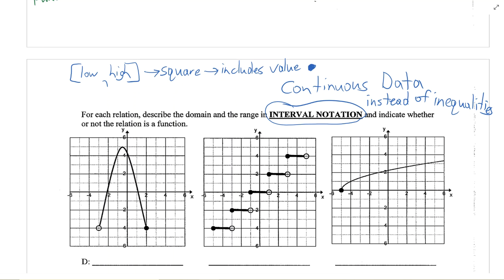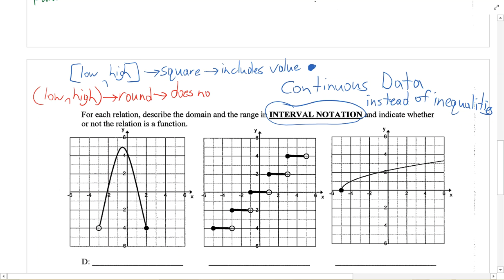When you have rounded brackets like this, you'd still go low, comma, high. And here though, since they're round, it doesn't include the value. So we have round brackets and its values are not included. And when do you use that? You use that when you have an open circle.